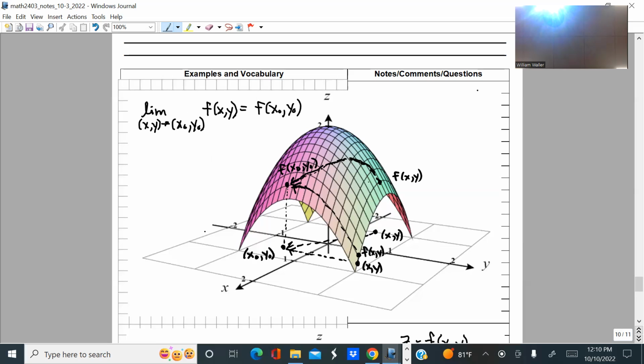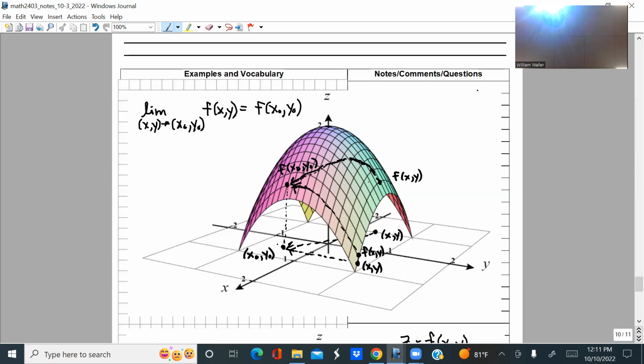But remember, we have to be able to imagine going from any direction. Will the output values eventually converge to f of x sub 0, y sub 0? In this picture, you can convince yourself that if I approach from any direction, the way this surface is shaped, my limit will always end up being f of x sub 0, y sub 0. So I definitely think the surface is continuous at this point. In fact, this surface looks to be continuous everywhere.